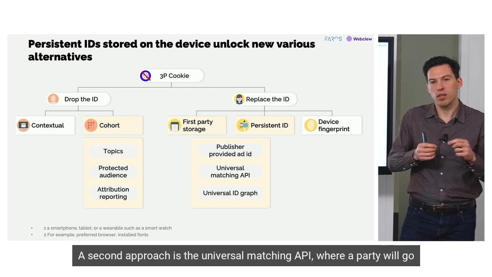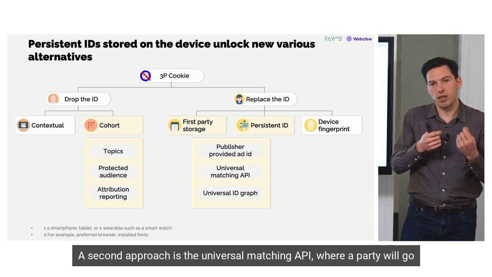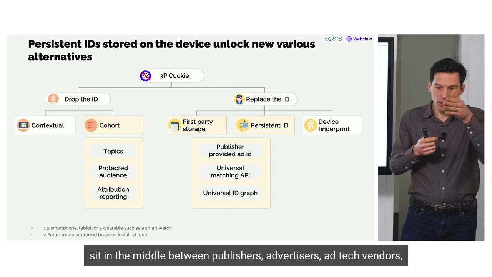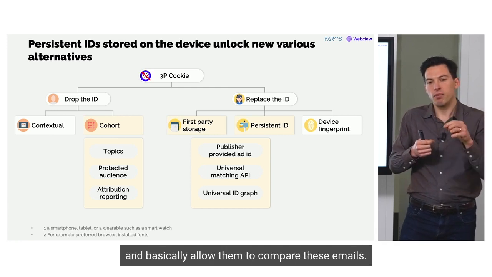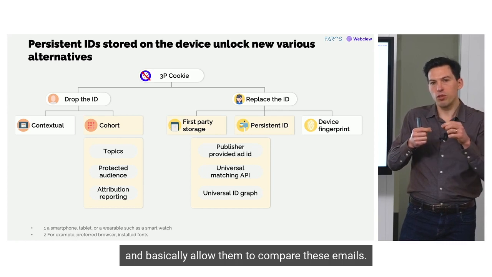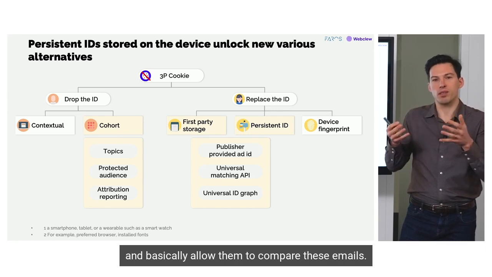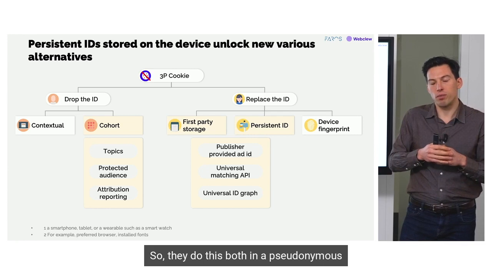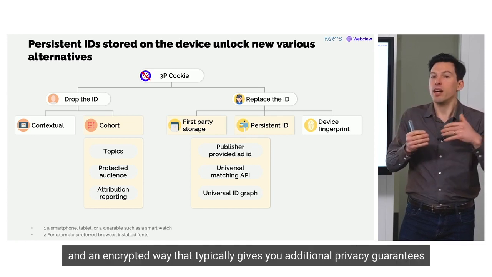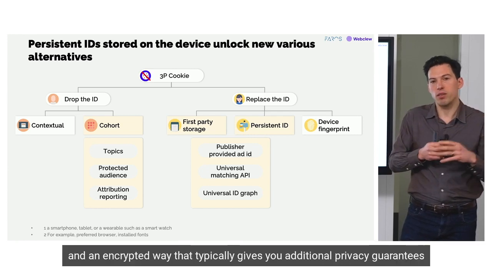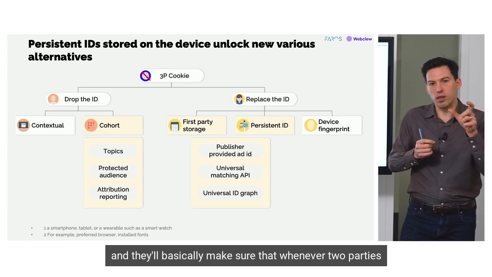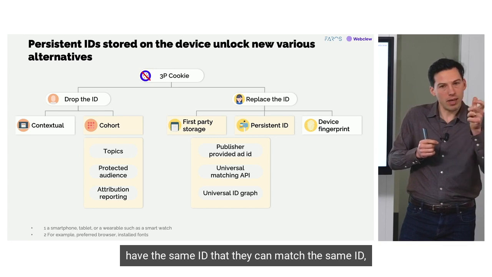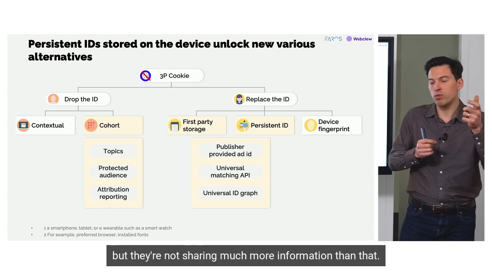A second approach is the Universal Matching API, where a party will sit in the middle between publishers, advertisers, and their ad tech vendors, and basically allow them to compare these emails. They do this both in a pseudonymous and an encrypted way that typically gives you additional privacy guarantees, and they'll make sure that whenever two parties have the same ID, they can match the same ID, but they're not sharing much more information than that.